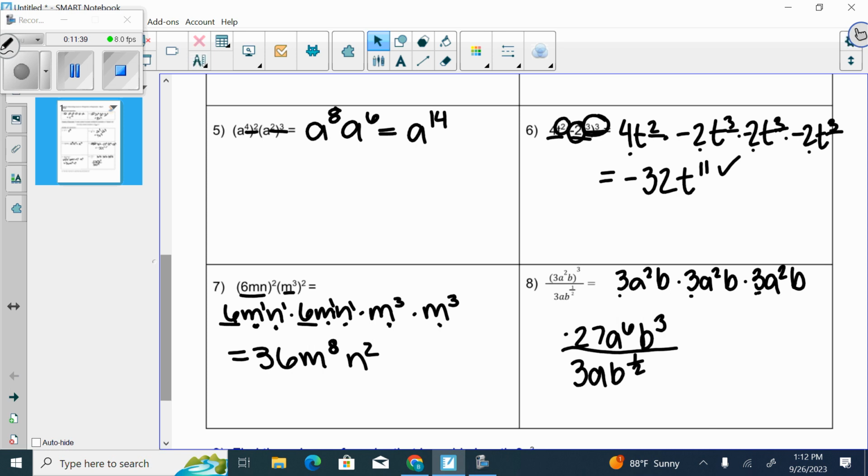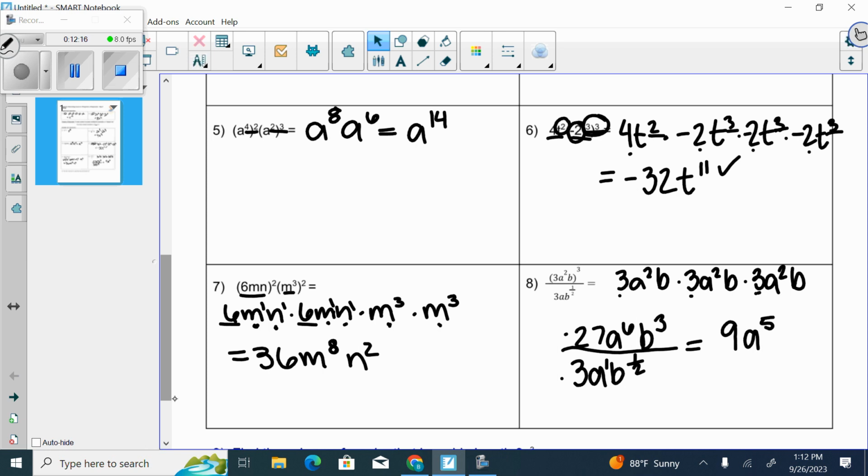So what do I do with my big numbers? 27 and 3. Divide, and we get, what is 27 divided by 3? 9, okay? And is the big number in the top or the bottom? Top, so the 9 goes in the top, right? Okay, now for my exponents. What do I do with exponents when I divide? Now we subtract. So this a has a 6. What is this exponent for this a? 1. So what is 6 minus 1? And where am I going to put it? Top.